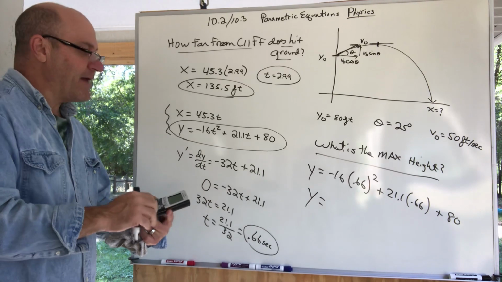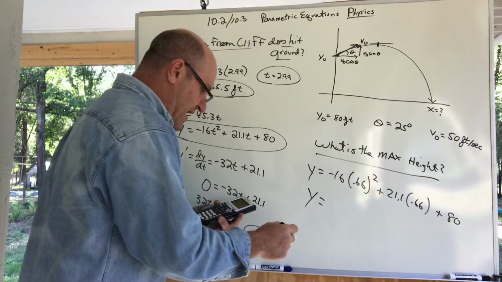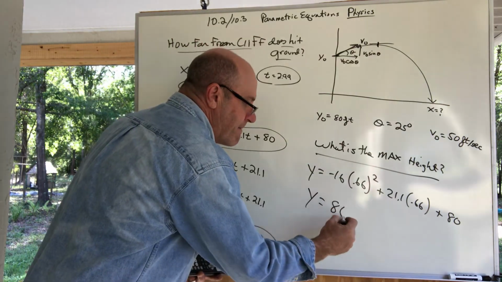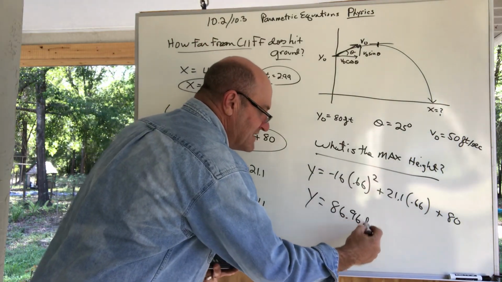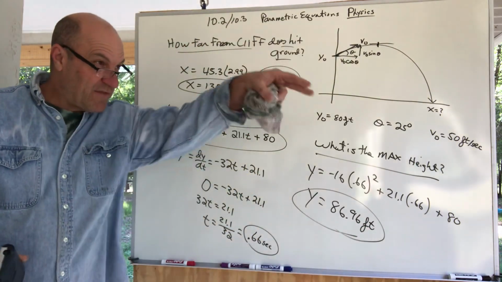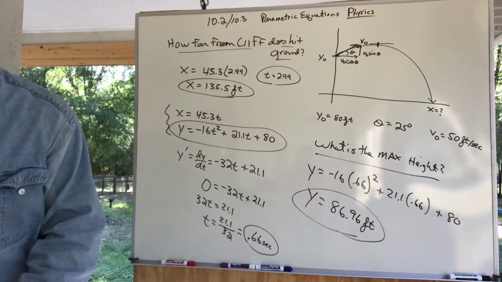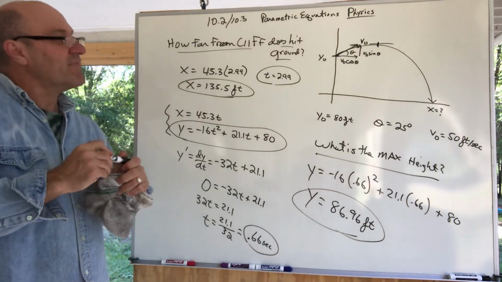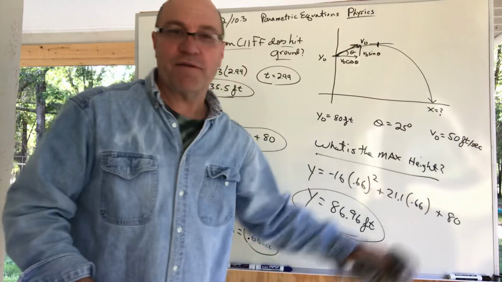Yeah, I think I did that right. 86.95 feet. 86.96 feet, actually. Cool, that's the maximum height. 25-degree angle, didn't get much height there, I guess. Plus that little 50 feet per second wasn't too much.